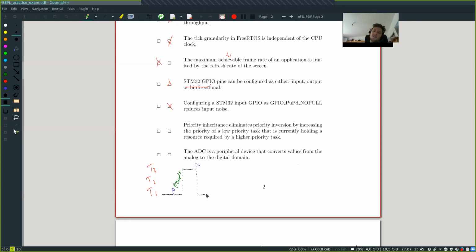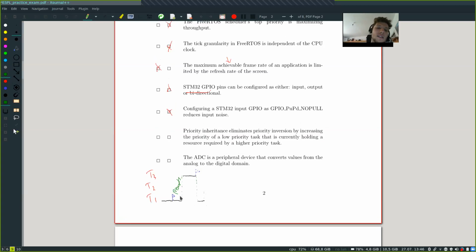Up until this point, everything's still good, because T3 needs this resource and your system should be focused on getting it to the highest priority task ASAP, meaning it wants T1 to release the resource. But the problem is if we don't have priority inheritance on this resource, the following can happen. Let's imagine at this point T2 wakes up. Because it's higher priority than T1, it preempts again, and now we have T2 running.